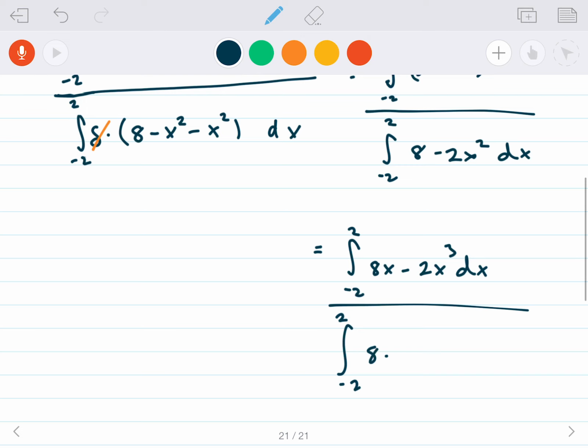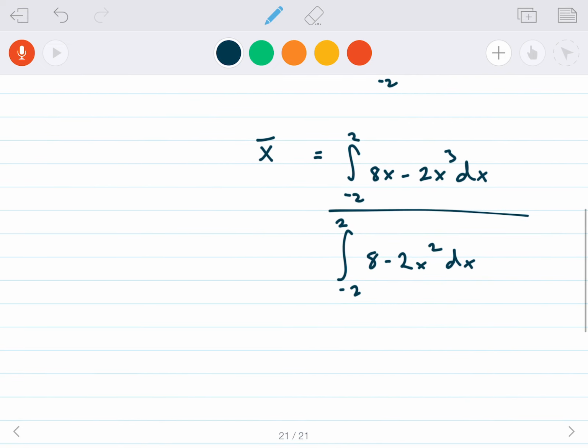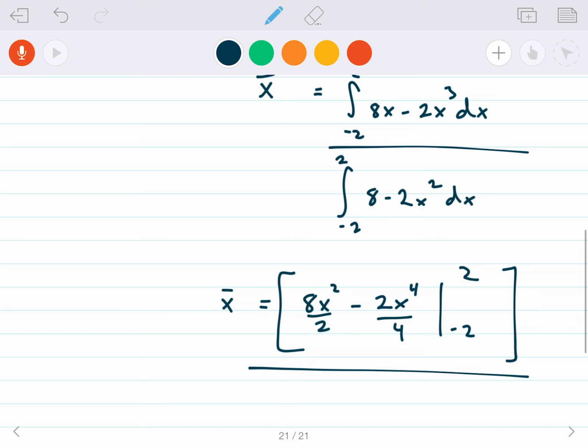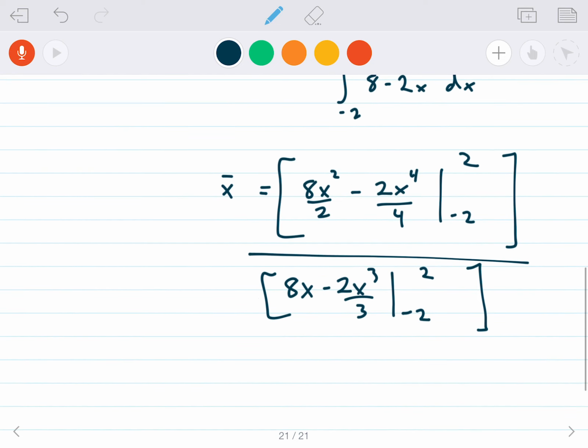Okay, so finding the antiderivative, and again, this is x bar, I get 8x squared over 2 minus 2x to the 4 over 4, going from negative 2 to 2. This is on top. And on the bottom, I get 8x minus 2x to the 3 over 3, again from negative 2 to 2. So let's go ahead and figure out what this is.